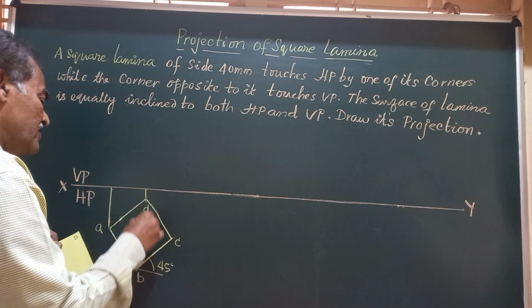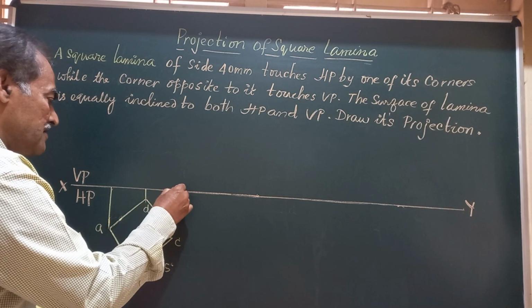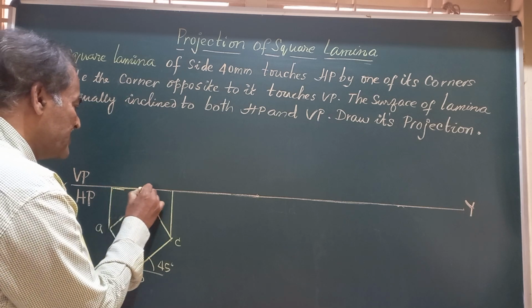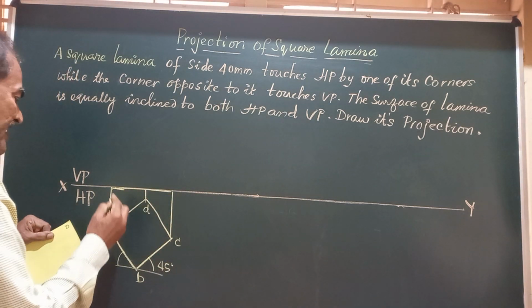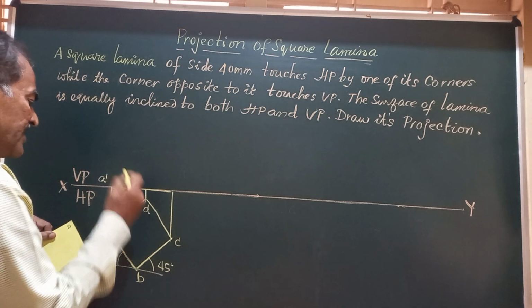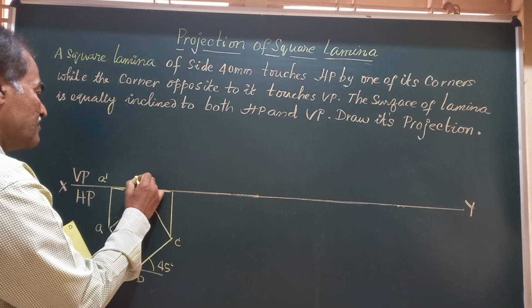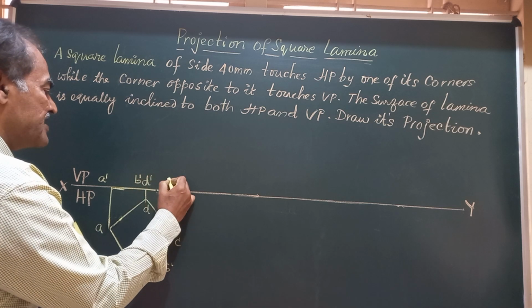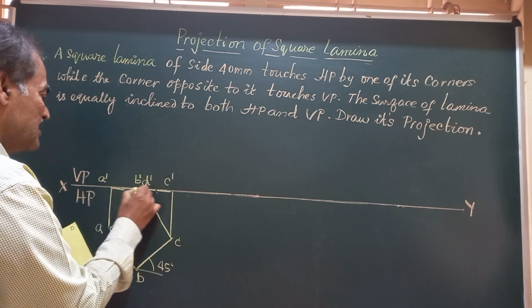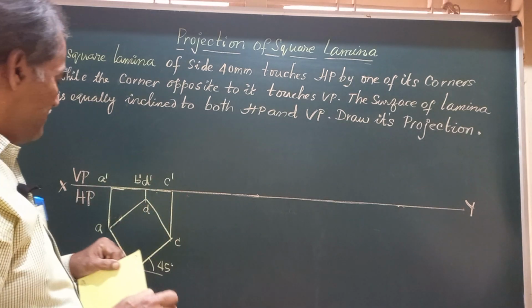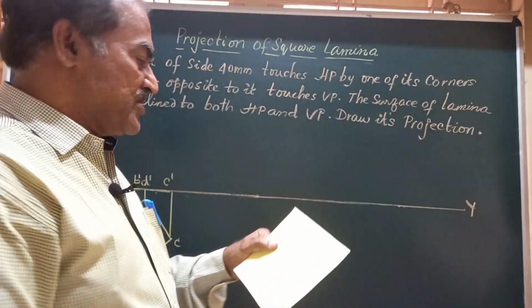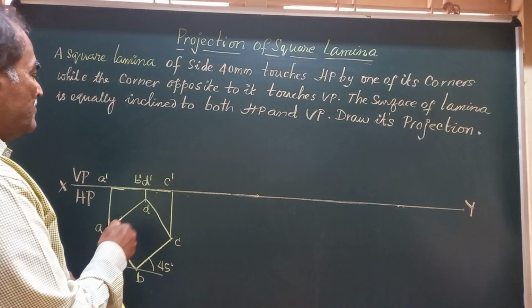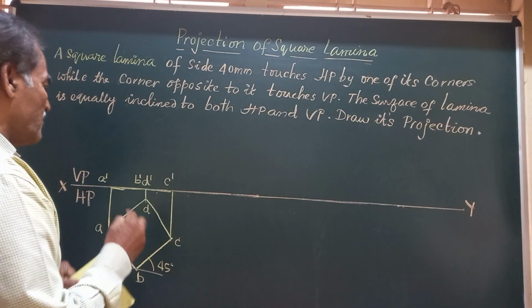The front view is going to be a line of length equal to the length of the diagonal of the square lamina. So we will call this A dash. B and D lie on the same line, so we will call it B dash D dash. And the last point is C dash. Friends, the lamina is placed on HP with the edges equally inclined to VP, and we have got the front view and the top view.